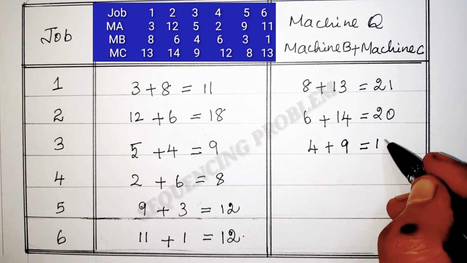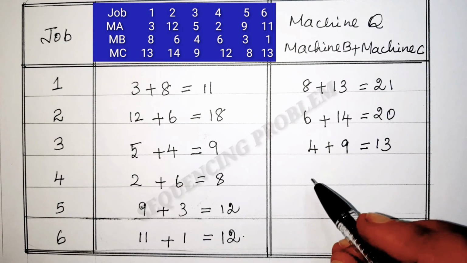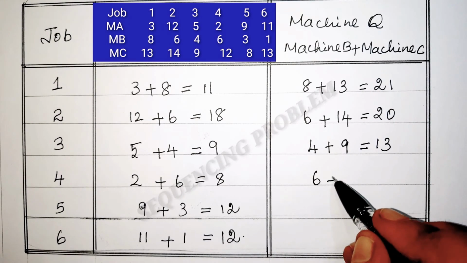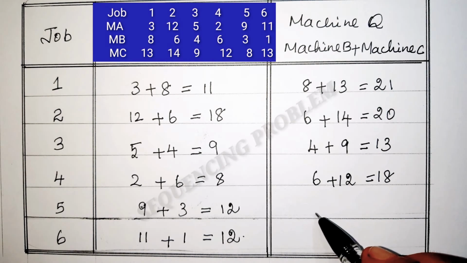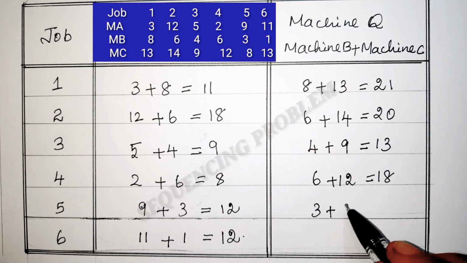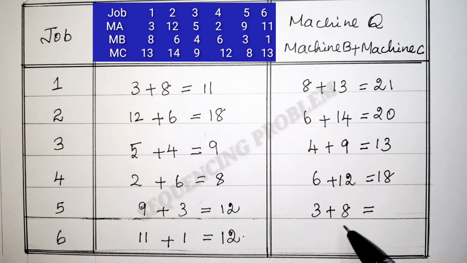So the total is 13. For job 4, machine A value was 6 and machine B value was 12. So the total is 18. And for job 5, machine A value was 3 and machine B value was 8. So the total is 11. And for job 6, machine A value is 1 and machine B value is 13. So the total is 14.